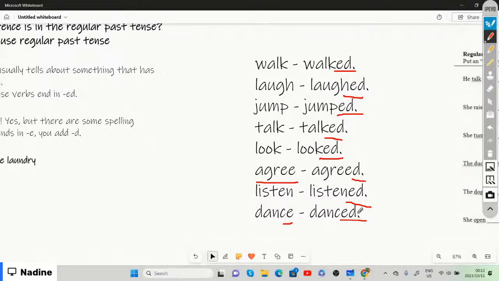So this is basically a few examples, right, of regular past tense. And with regular past tense, we either add a D or we add an ED to our verb, right? And when it comes to our regular past tense, it tells us about something that has happened already in the past, that happened already.